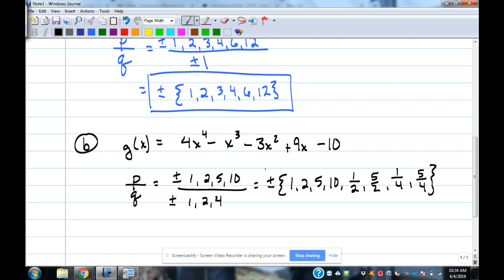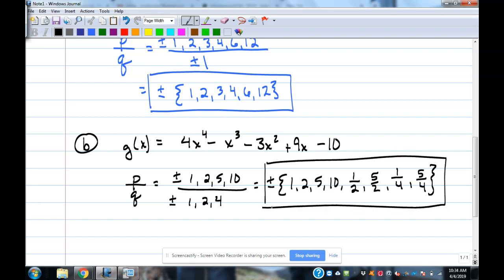So what we've done there is we've narrowed down the possible rational zeros for this particular polynomial from every number in the world down to this list of numbers here.